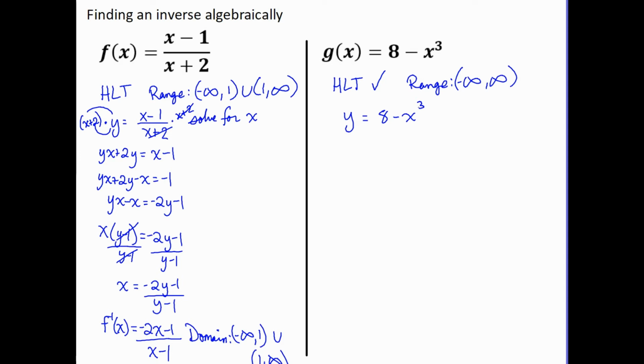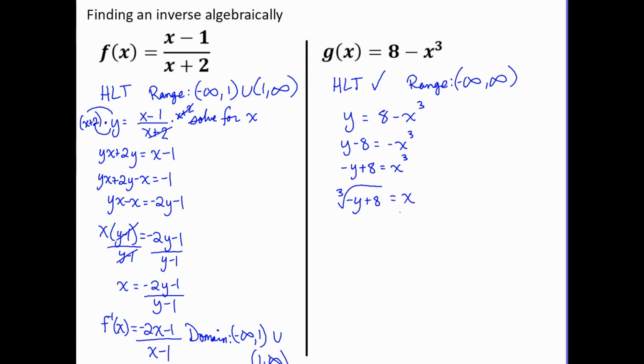Alright, so if you want to solve for this, there's several different ways to solve for this. But we'll just get y minus 8 equal to negative x cubed. And then we'll divide by negative 1. So negative y plus 8 equal to x cubed. And then we take the cube root, the cube root of negative y plus 8 equal to x.